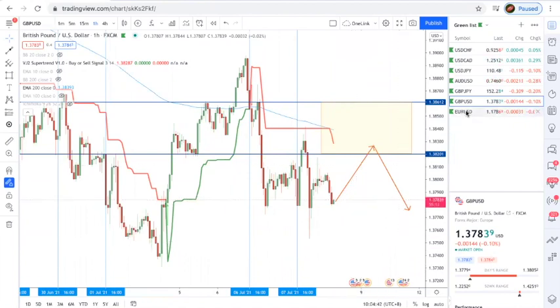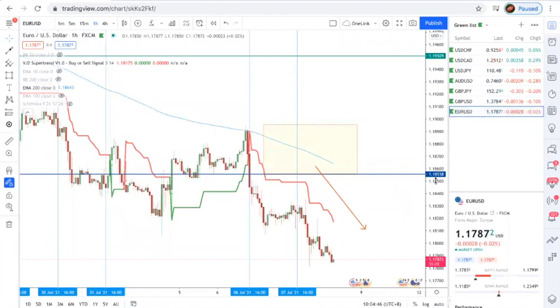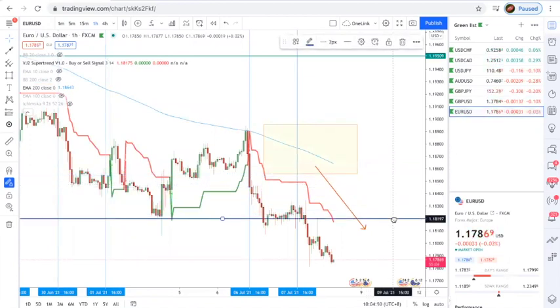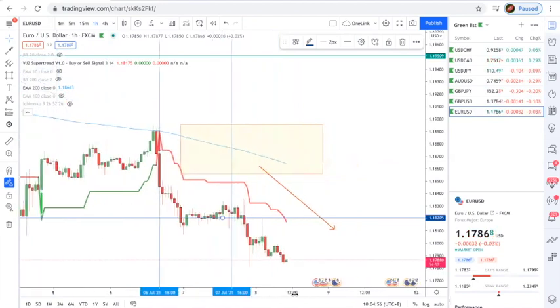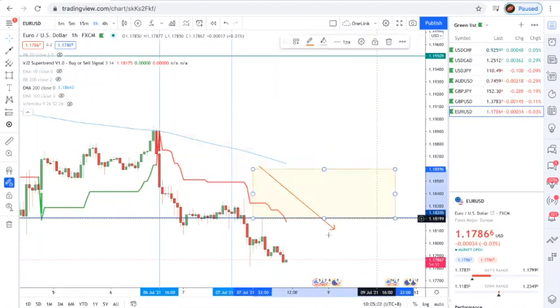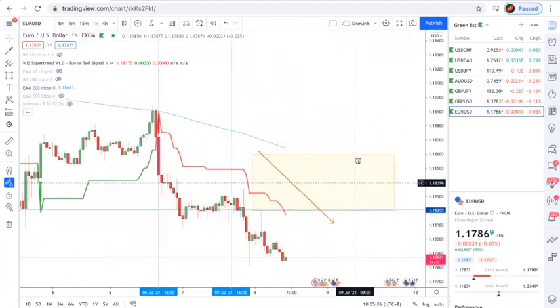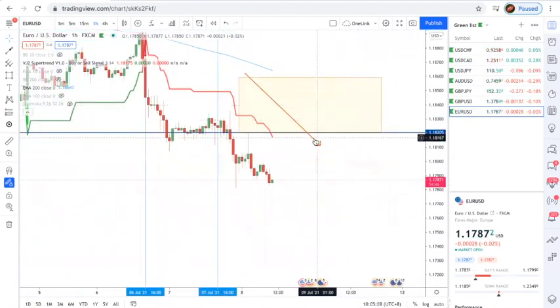Let's see how the news is going to react on this particular currency later on. So Euro USD is still the same, but now it is broken up, with a lot of resistance here. So this will be another selling point for this particular pair. This will be your selling point.